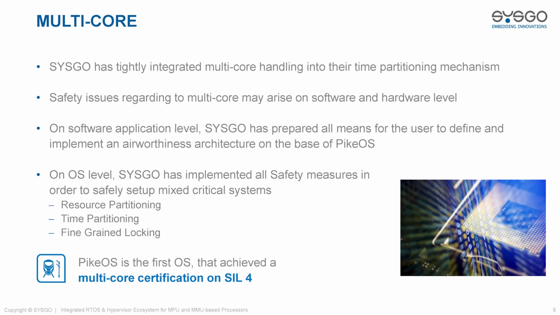On software application level, SYSGO has prepared all means for the user to define and implement an airworthiness architecture on the PikeOS base. On operating system level, SYSGO has implemented all safety measures in order to safely set up mixed-critical systems using resource partitioning, time partitioning, and fine-grained locking. And by the way, PikeOS is the first operating system that achieved a multi-core certification on SIL 4, which stands for the highest level of safety in the railway system.